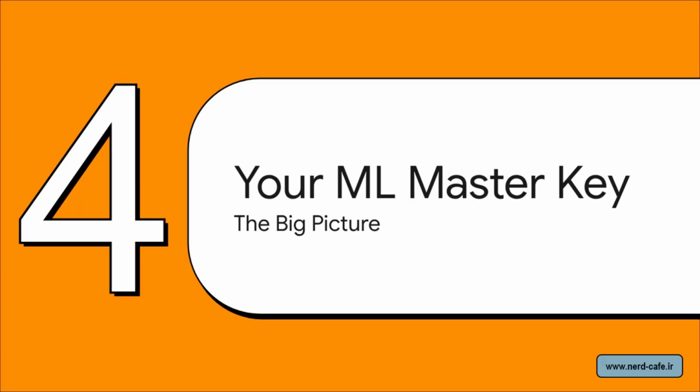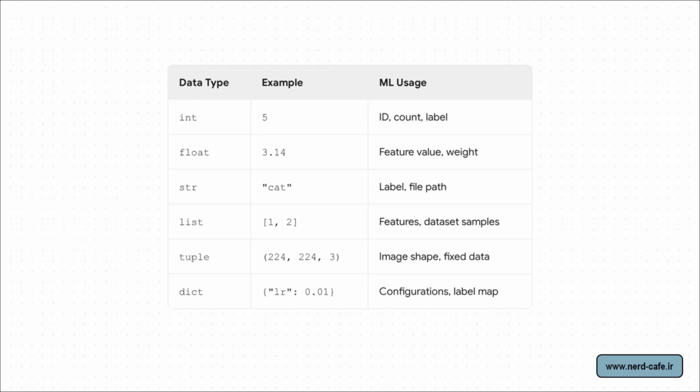Okay, let's zoom out for a second and look at the big picture. All these little functions and types, they're not just random commands to memorize. They are your master key for machine learning. Really understanding this stuff is what separates the pros from the amateurs. Let's see how it all fits together. Think of this table as your ultimate cheat sheet. It connects everything we just talked about.